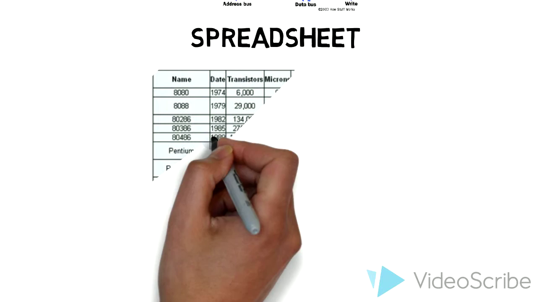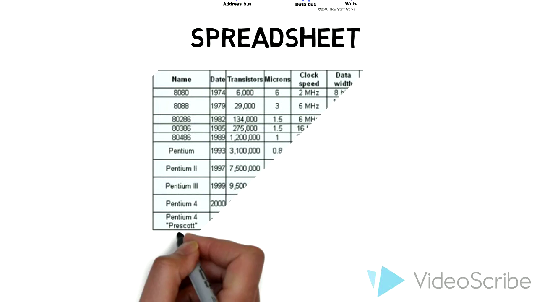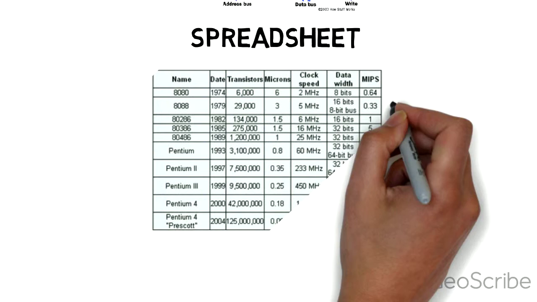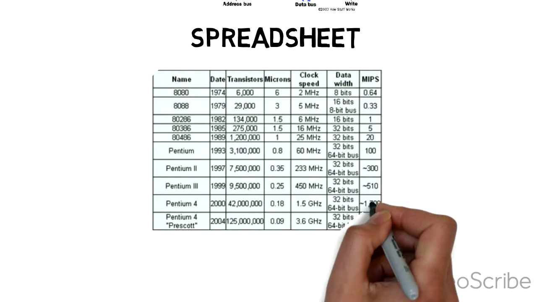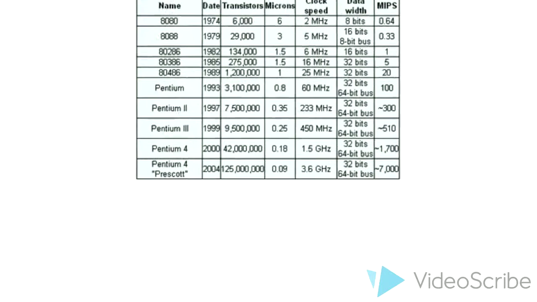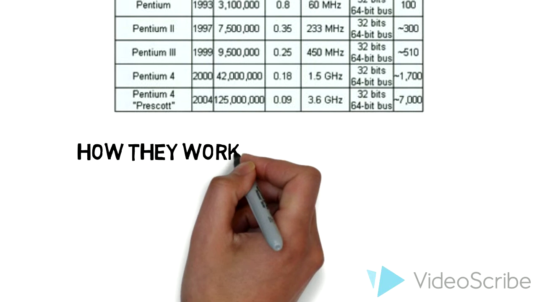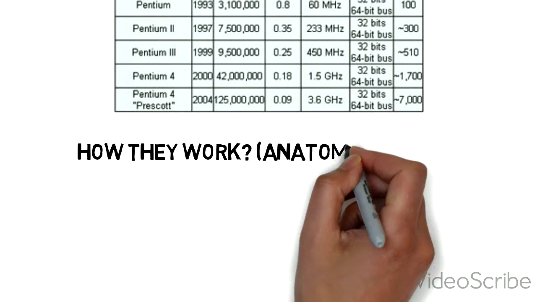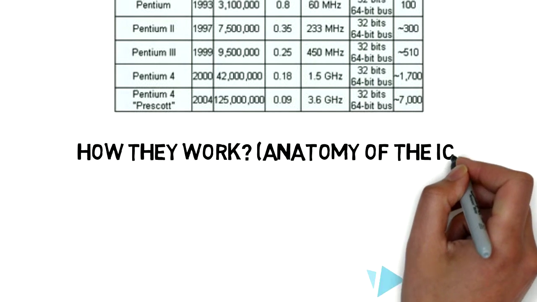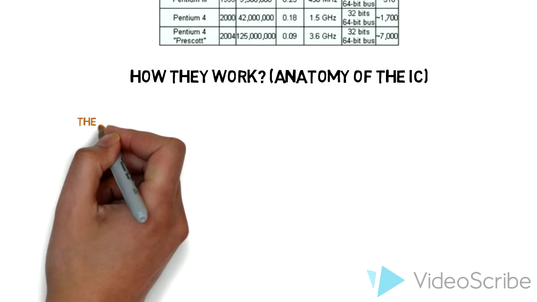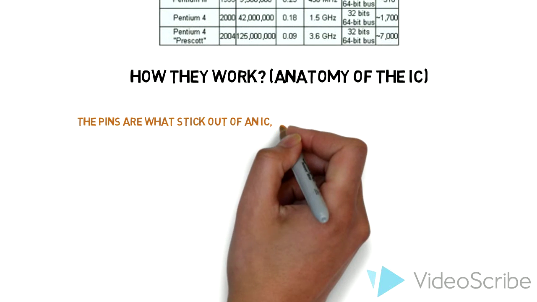Now, let's talk about the spreadsheet. First of all, we have the date, that is the date when the microcontroller was made. Then the transistors is the number of transistors that it has. The microns, that is the width of the wires, and the thinner, the more transistors the microprocessor has. Then the clock speed, frequency, and the data width, the amount of info.